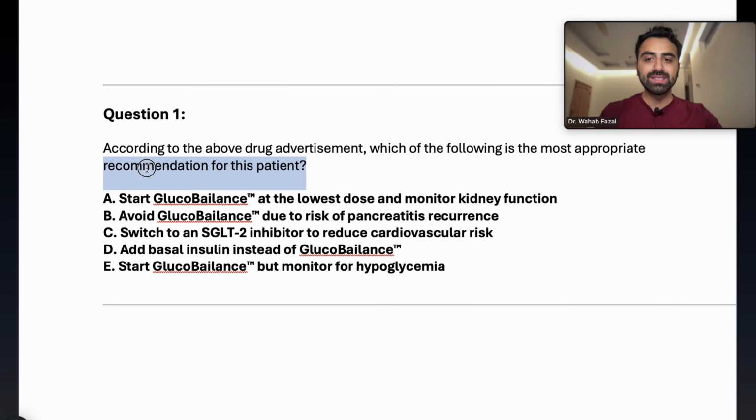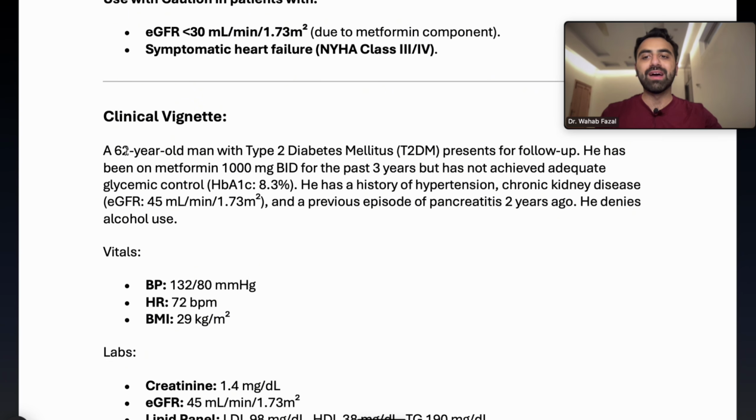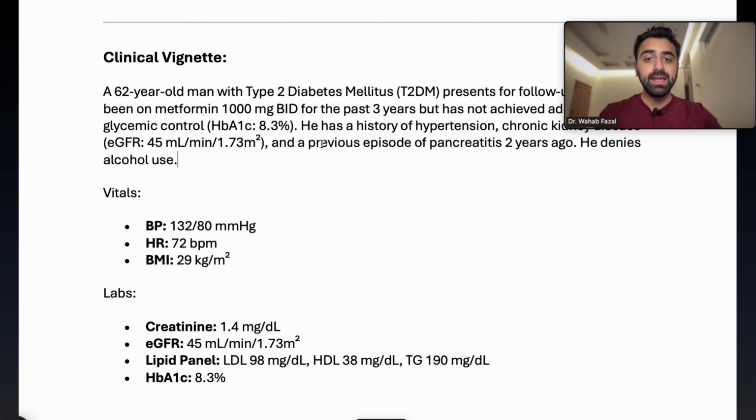So first of all, what is the most appropriate recommendation? So you want to start, switch to something else, or start glucobalance. So what patient do we have? We have a 62-year-old man with type 2 diabetes mellitus who is presenting for a follow-up. He has been on metformin 1000 BD for the past 3 years and has not achieved adequate glycemic control. So his HbA1c is high. He has a history of hypertension, CKD. Again, we read something about kidneys in the options as well. And his eGFR is 45, and he has a previous episode of pancreatitis.